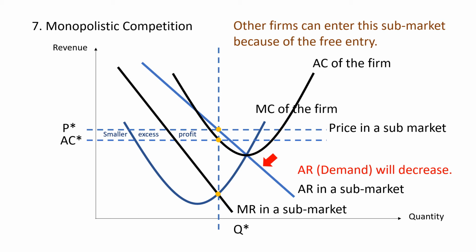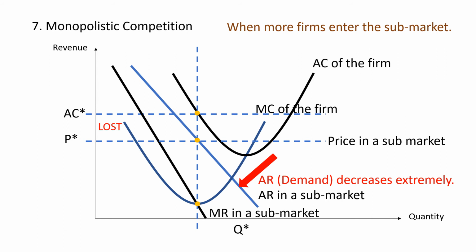Moreover, if more and more firms could enter the market, the AR, or the demand, would decrease extremely, and the price might not be able to compensate the average cost, and it would be the loss, not the profit, that the firm would gain. You can see that in this dangerous situation, some firms could not survive in the market because of the loss. Then they exit the market.